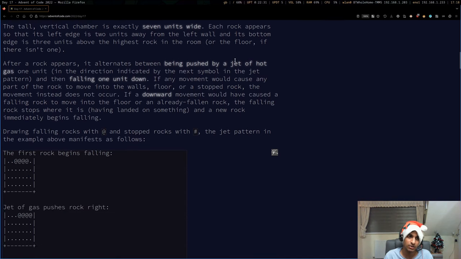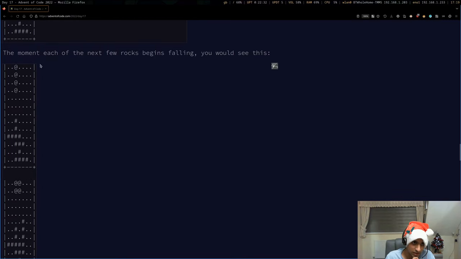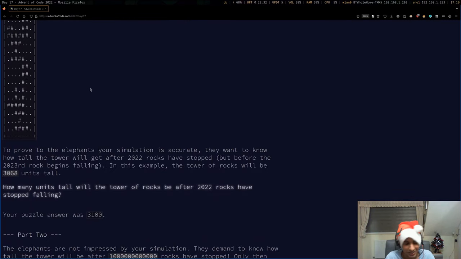After a rock appears, it alternates between being pushed by a jet of hot gas 1 unit in the direction indicated by the next symbol in the jet pattern, and then falling 1 unit down. If any movement would cause any part of the rock to move into the wall, floor, or a stopped rock, the movement instead does not occur. If a downward movement would have caused a falling rock to move into the floor or an already fallen rock, the falling rock stops where it is, having landed on something, and a new rock immediately begins falling. Drawing falling rocks and so on. This example. More examples. Very long examples.